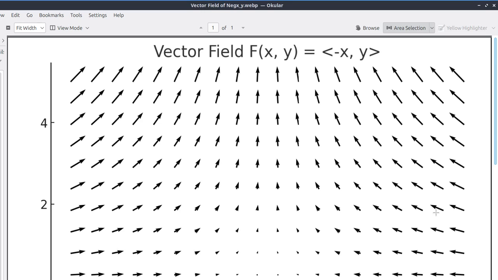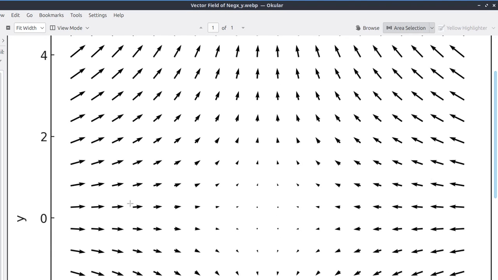So here, it's negative x, y. Alright? Close to 0, right? Say at 0.1, you notice these vectors, they're almost level because x is 0.1, a small value, right? y is a small value as well, so they're almost level.